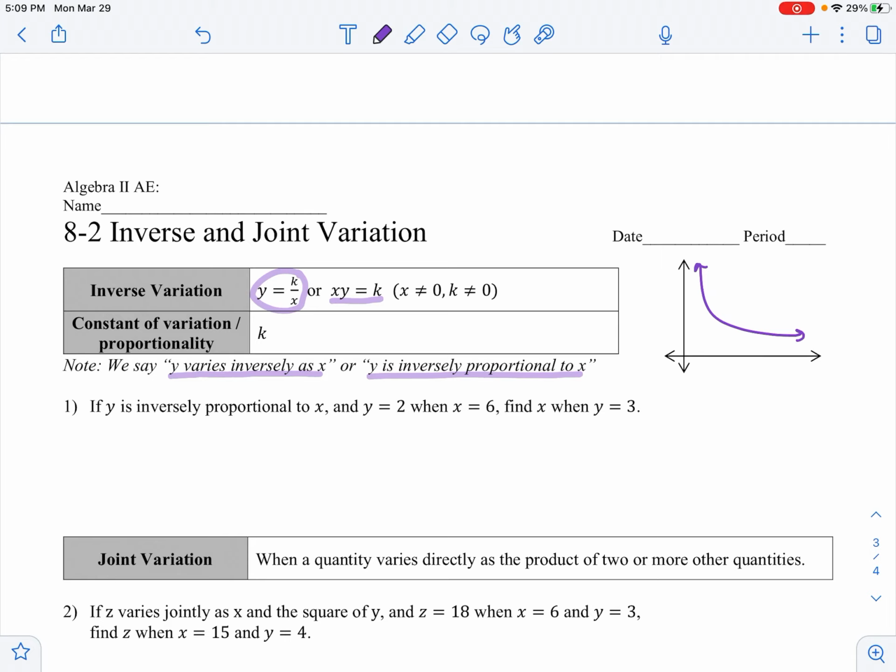Number 1 here, if y is inversely proportional to x and y equals 2 when x equals 6, I want to find y when x equals 3. Well, back in Algebra 1, I often do these as 2-step problems. I do y equals k times x, but wait, what do I know? I know y is 2 when x is 6, so what's k? K is 1/3. Whoops, I said 1/3, I wrote 1/2.